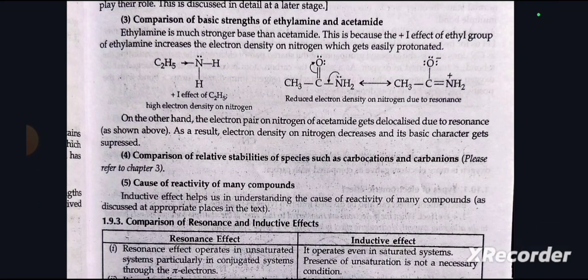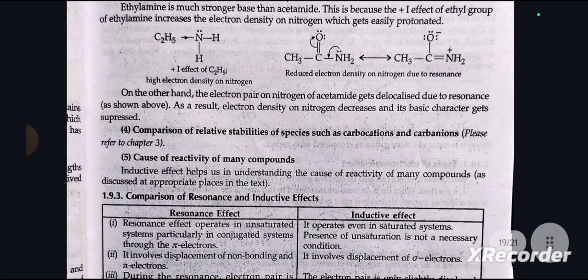Third, comparison of basic strength of ethylamine and acetamide. Ethylamine is a much stronger base than acetamide. This is because the plus I effect of ethyl group of ethylamine increases the electron density on nitrogen, which gets easily protonated. C2H5NH2, plus I effect of C2H5, high electron density on nitrogen. CH3C double bond O NH2, CH3C single bond O negative double bond NH2 positive, reduce electron density on nitrogen due to resonance. On the other hand, the electron pair on nitrogen of acetamide gets delocalized due to resonance as shown above. As a result, electron density on nitrogen decreases and its basic character gets suppressed.